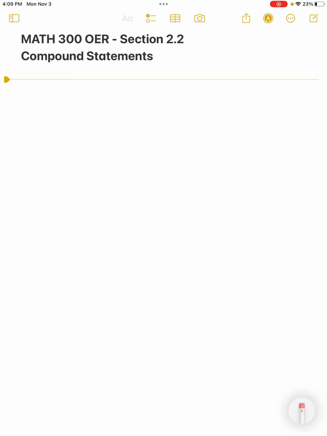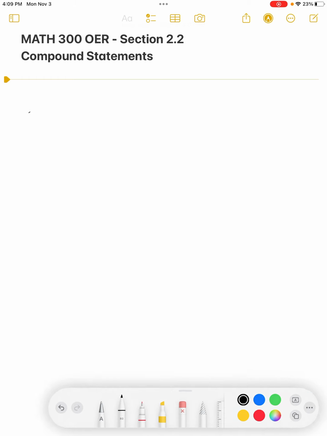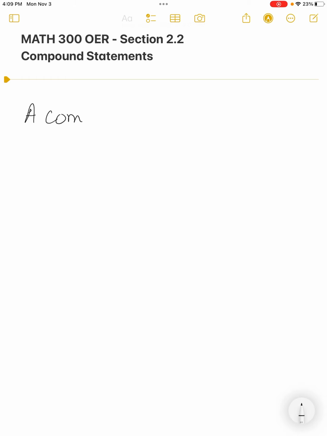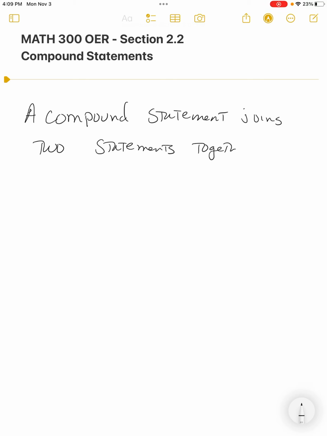Welcome to section 2.2. In this section, we're going to take what we learned in the first section, which was about statements, and make compound statements. So compound statements are more than one statement put together. So I'll write that out here. A compound statement joins two statements together.